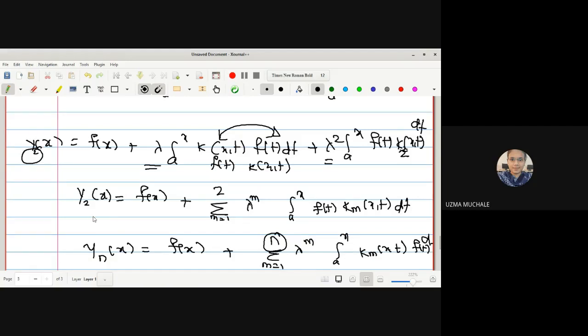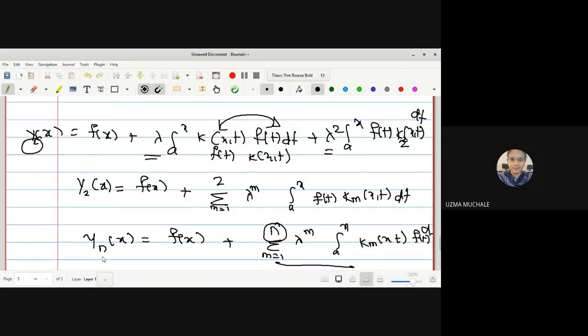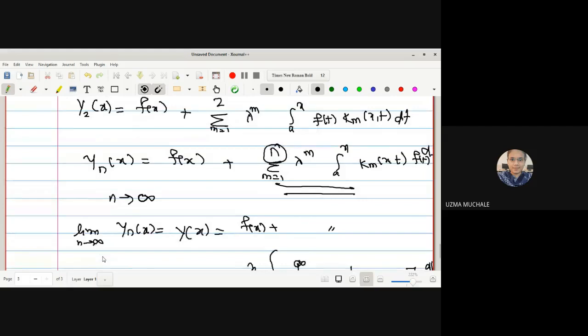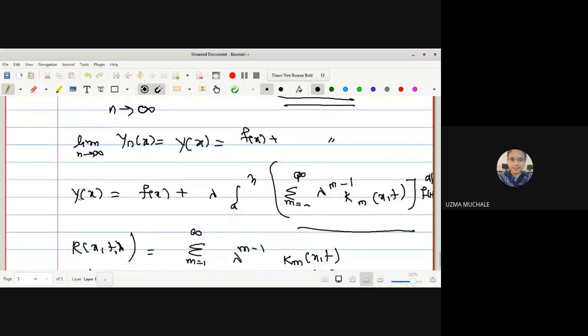This equation we obtained for y2, and we can generalize the concept for n. As n tends to infinity, we will get the correct value, that is y of x. Approximations means we find an approximate answer. But if you increase the number of iterations, as the limit n tends to infinity, then you come to the correct solution y of x.